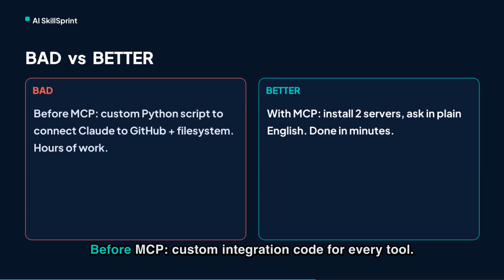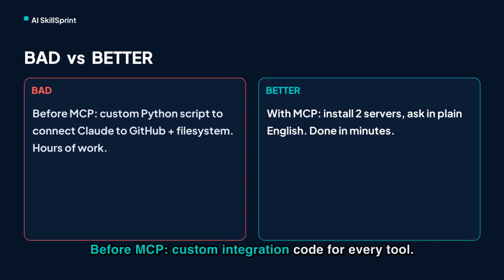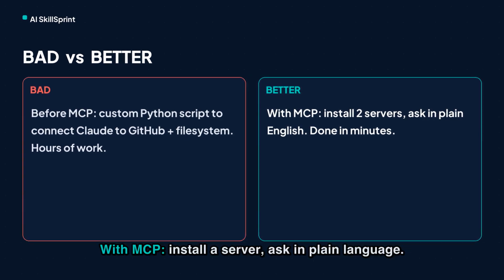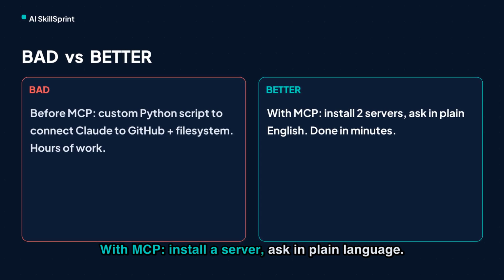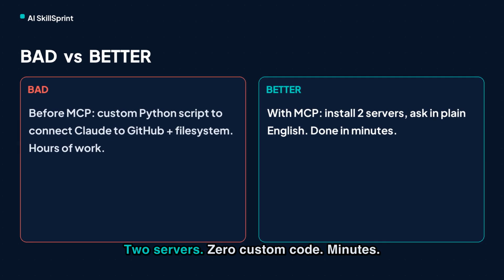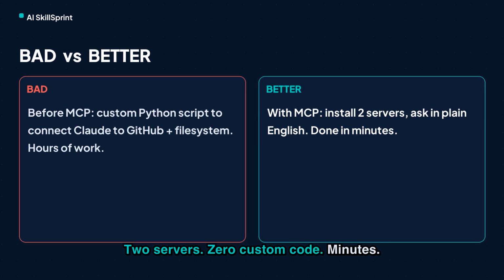Here's a real example. You install the file system MCP server and the GitHub MCP server into Claude Desktop. You ask Claude, read the README for my local project, find the relevant issues on GitHub, and write a summary of what needs to be fixed. Claude reads the file, searches GitHub, synthesizes both. No custom code. No API wrapper. Just 2 MCP server installs and a natural language request.